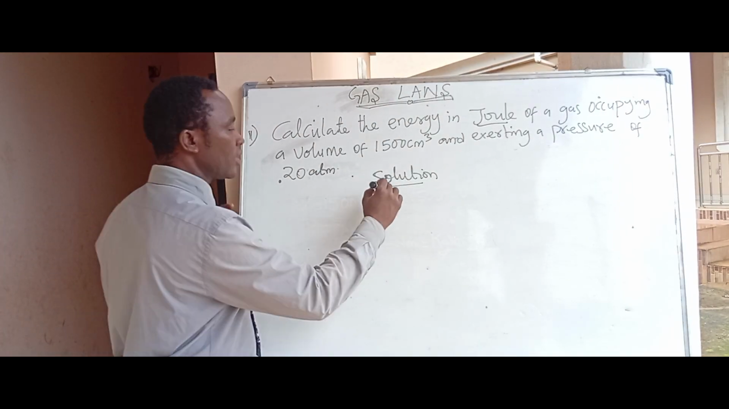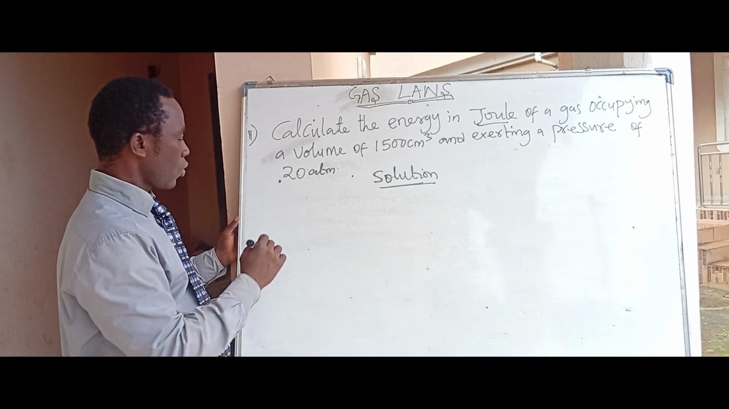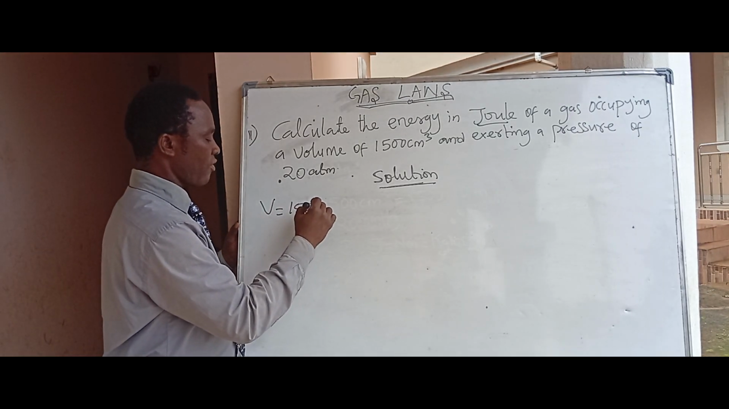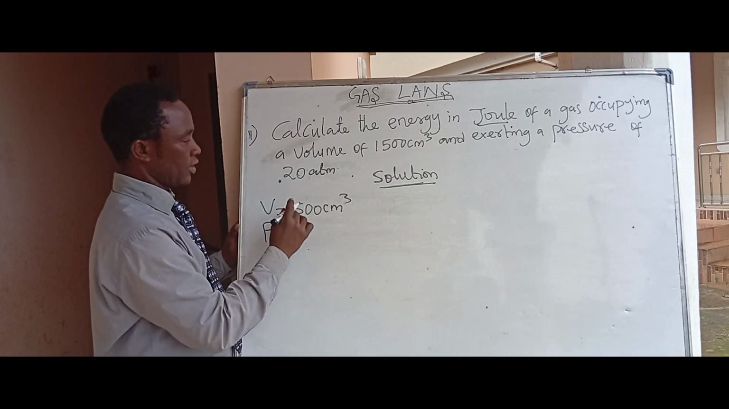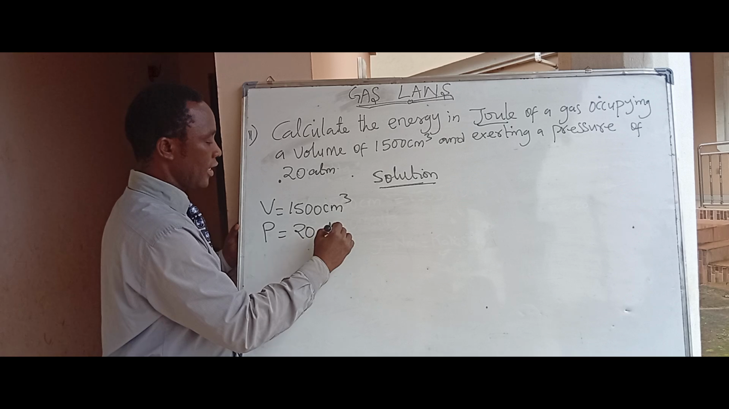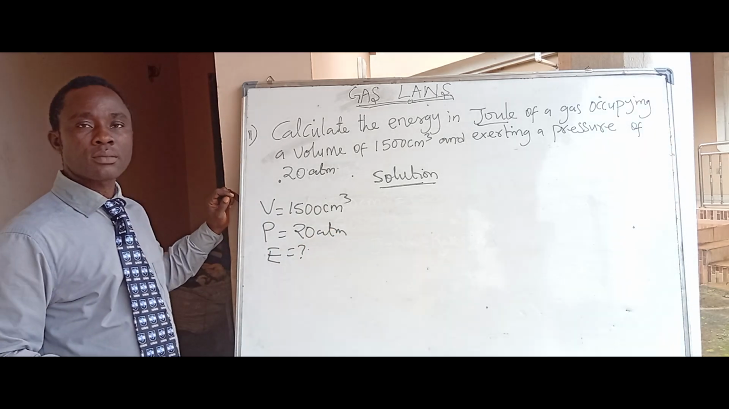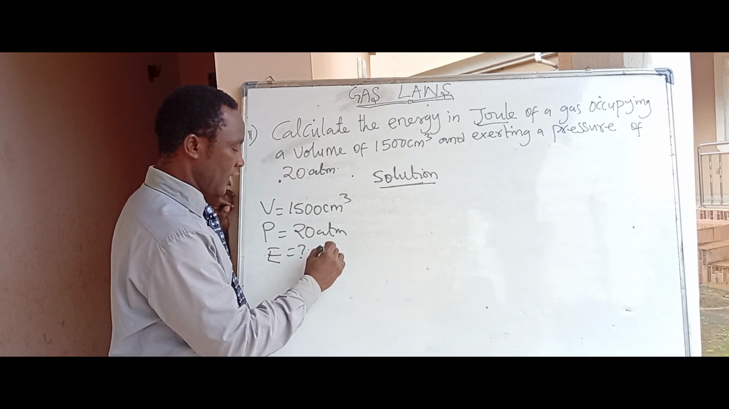Now, if you want to solve this question, let us bring out our parameters. We are given volume to be equal to 1,500 centimeter cube and pressure is given to be 20 atm. We are asked to find what? The energy. Remember, we have to find the energy in joules. The energy must be in joules.